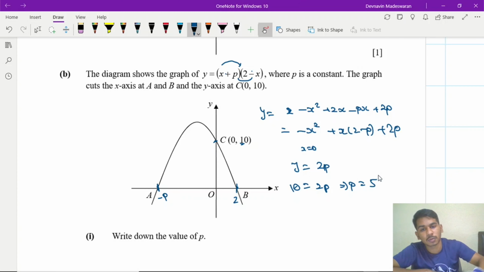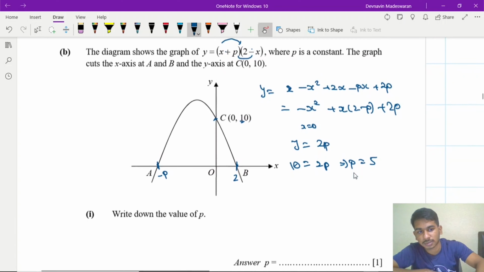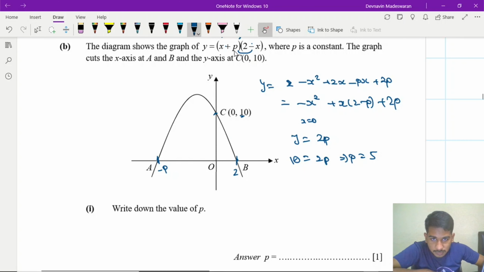This is the reason you can think of this in your head if you could, because we know that if you expand it, the constant term is going to be 2 times p. But okay, 5.